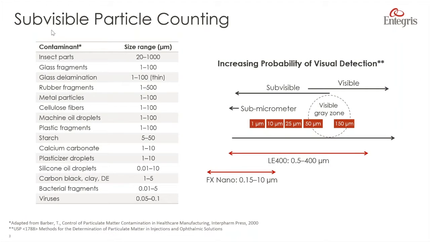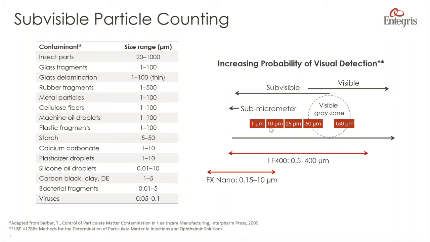So how do we define a subvisible particle? Well, there's the visible range and there's the subvisible range and this gray zone in between. Where this difference is depends basically on your eyesight and how old you are. I know personally I can't see down below 100 microns. Some people might be able to. But in general, we talk about subvisible particles being something down below about 100 microns.